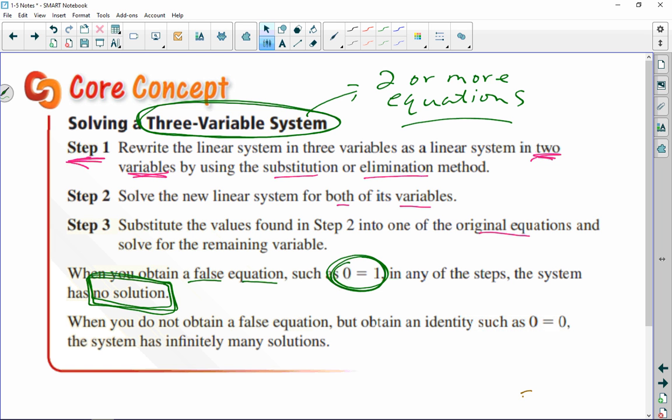When you obtain a true equation, such as 0 equals 0, all that means is that the left side equals the right side, so that basically means you have infinitely many solutions. Any number you put in for those variables is going to work. That's basically what that means.